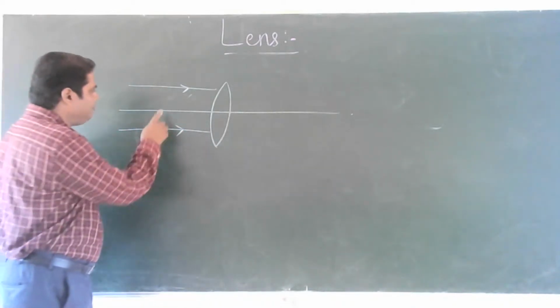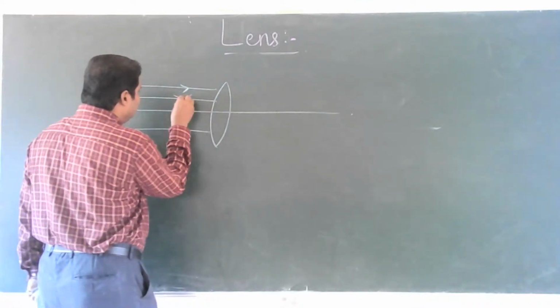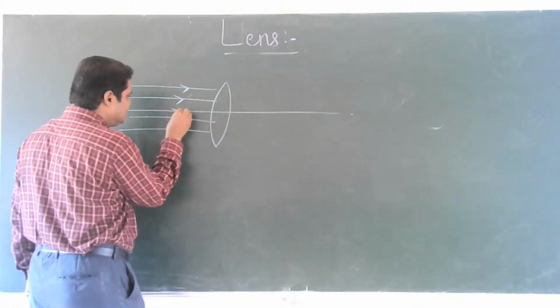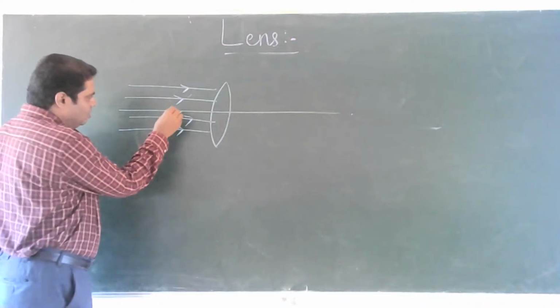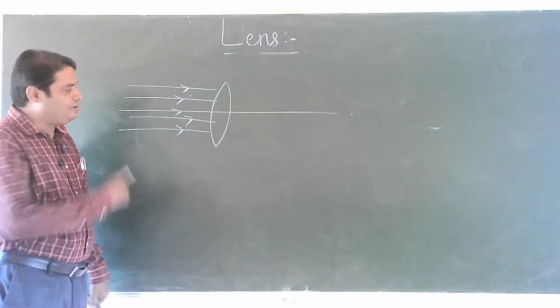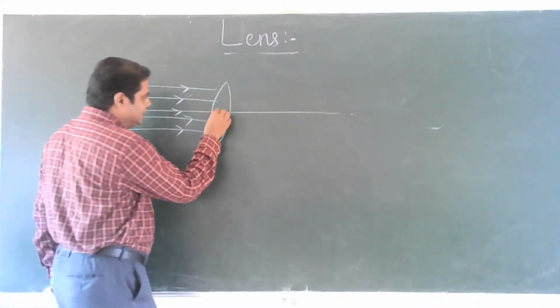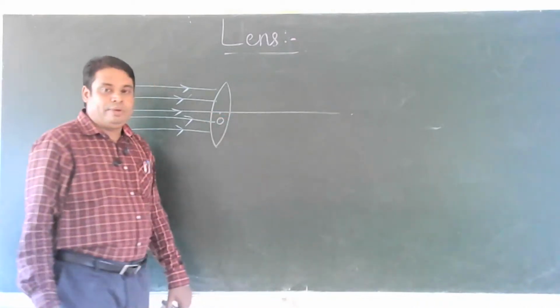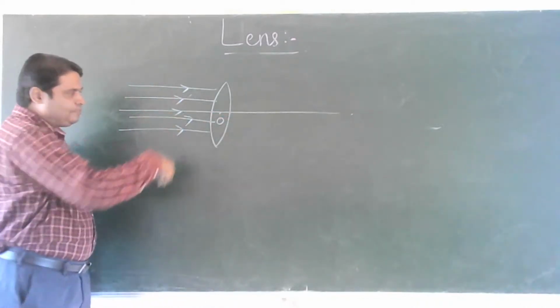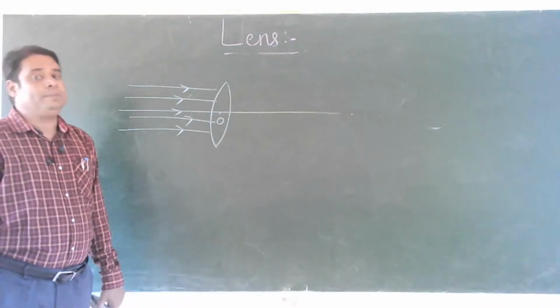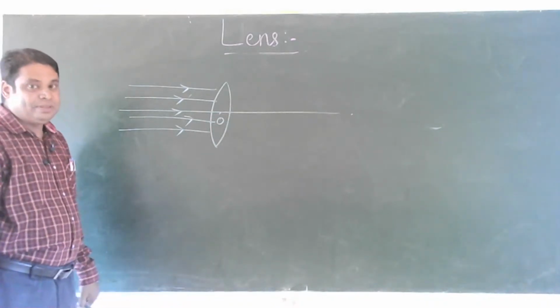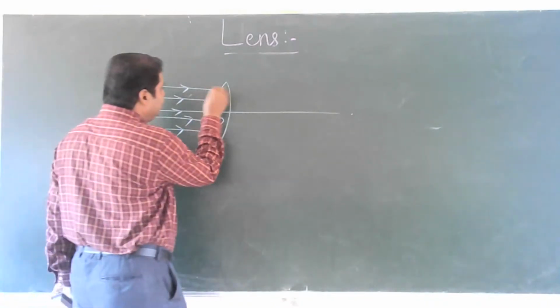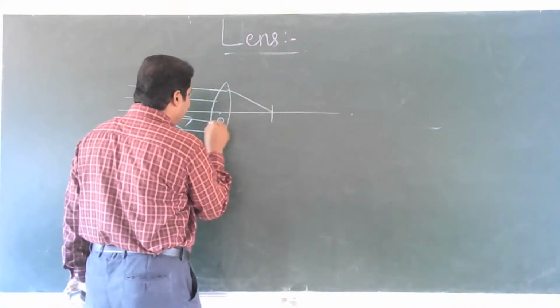When paraxial rays, which are parallel to the principal axis, fall on it, let us take one more ray along the principal axis also, which is normal. This is the optical center O. Whenever paraxial rays are allowed to fall on your convex lens, what do we observe? After refraction, they meet at a certain point.